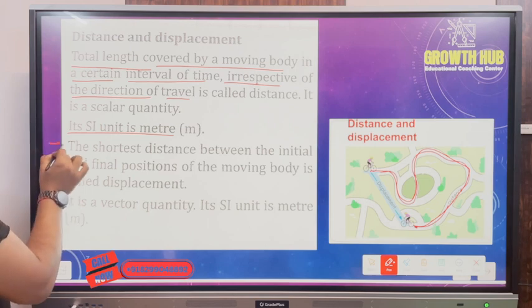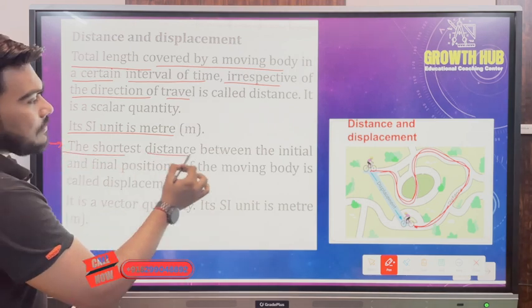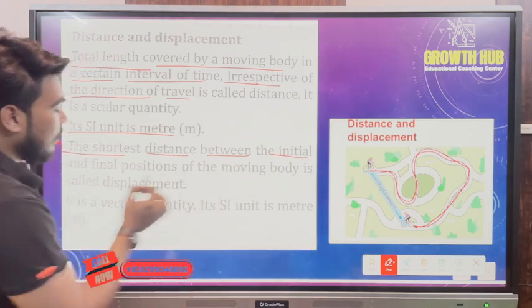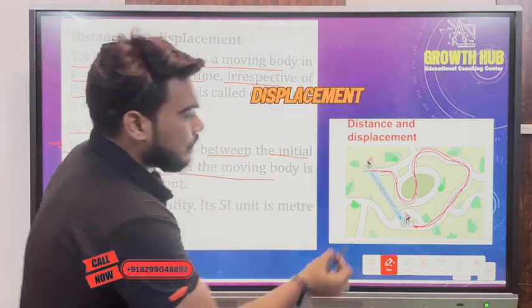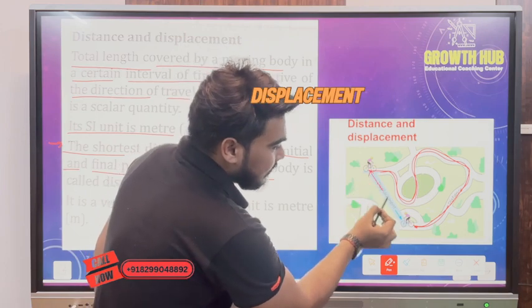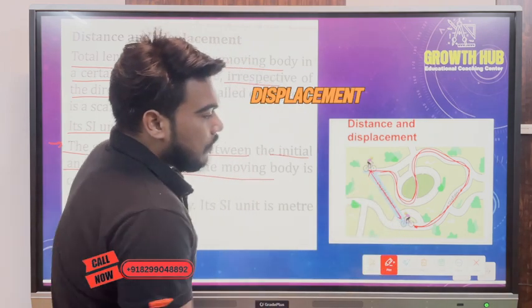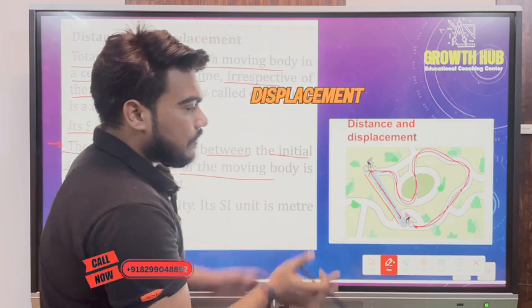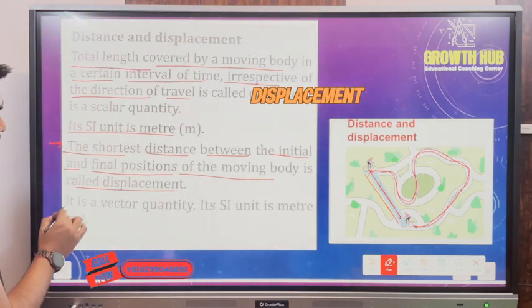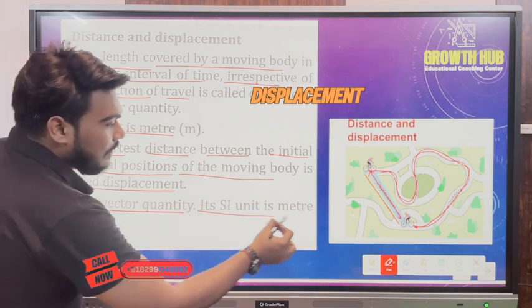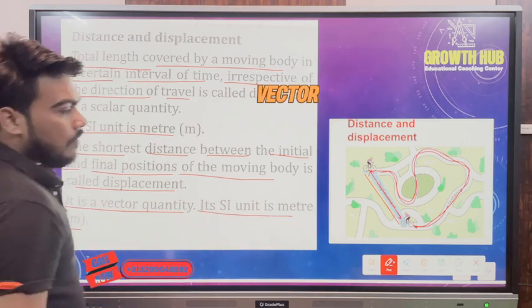What is displacement? The shortest distance between the initial and the final position of the moving body. So what is the shortest distance? The shortest distance between the final and initial position of the body is this, and this is called displacement. It is a vector quantity and the SI unit of displacement is meter.